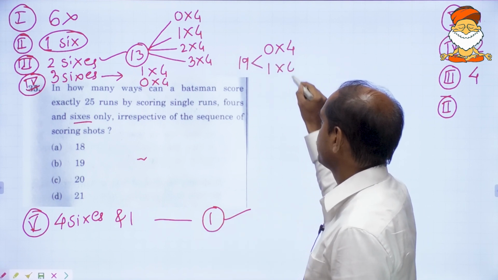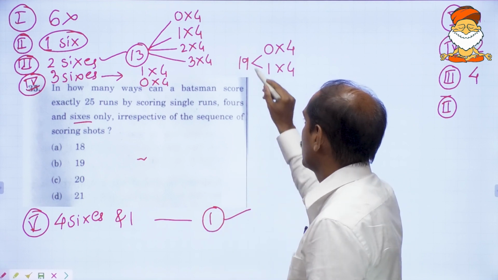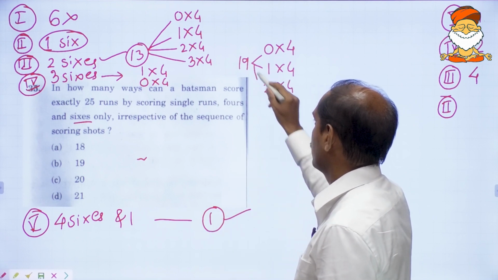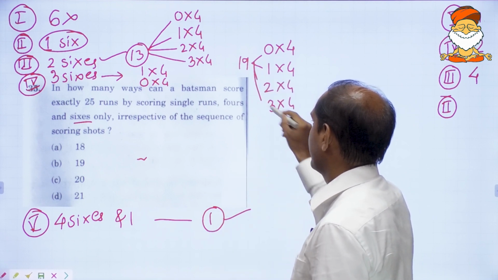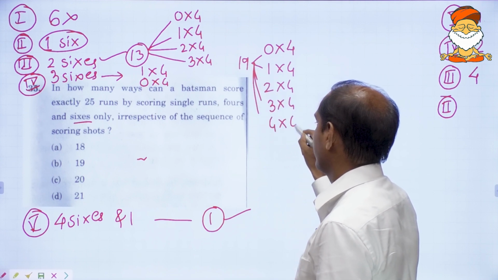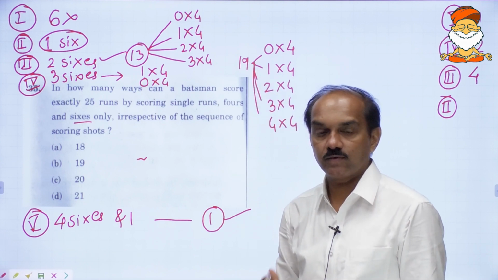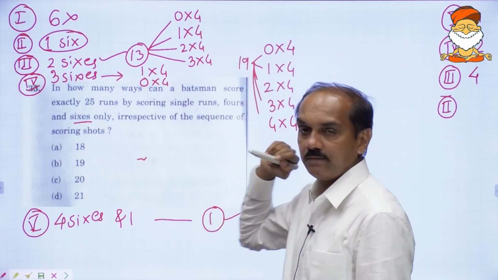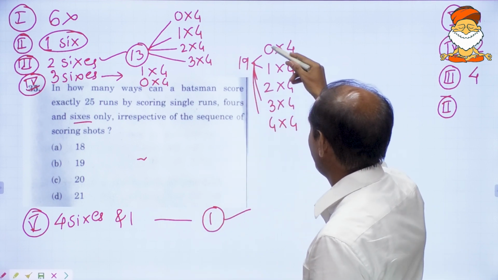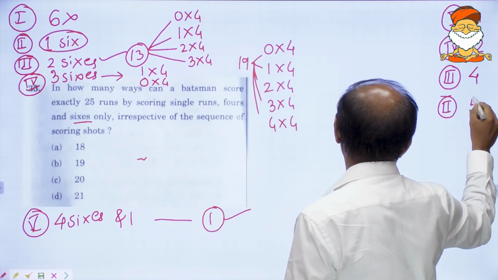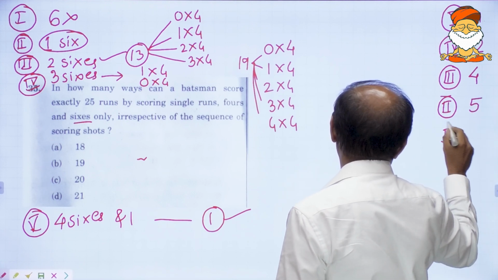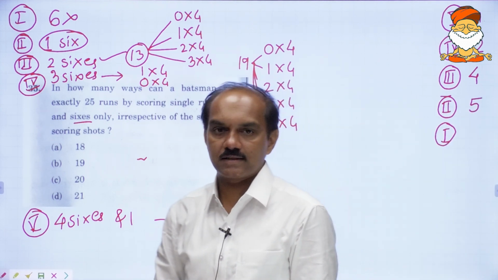1 boundary. 2 boundaries. 3 boundaries. 4 boundaries. 5 boundaries, no, because 5 was a 20. We want only 19. So these are the 5 different cases. Now moving on to the last one.